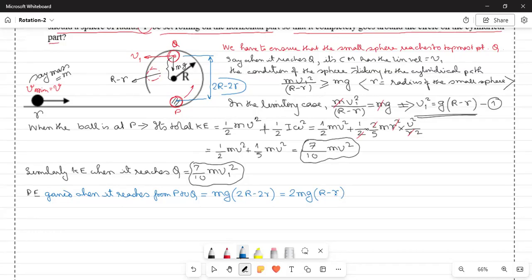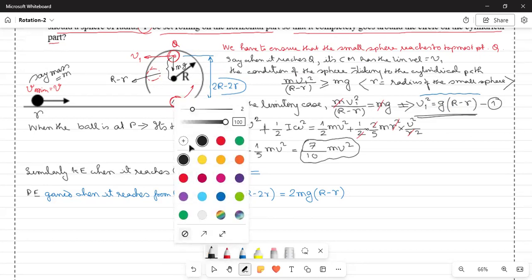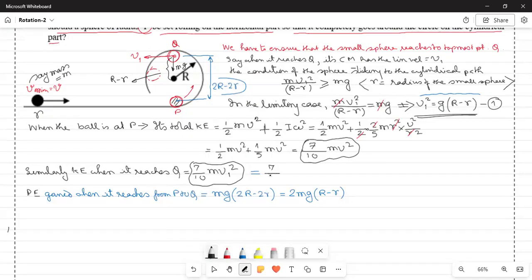So obviously, what do we find? Here, I'll extend this a little further because v1 square was already obtained. v1 square is g capital R minus small r. So here I go a little bit one step further: 7 by 10 m v1 square is g capital R minus small r. Now obviously, kinetic energy at the bottom is 7 by 10 mv square.